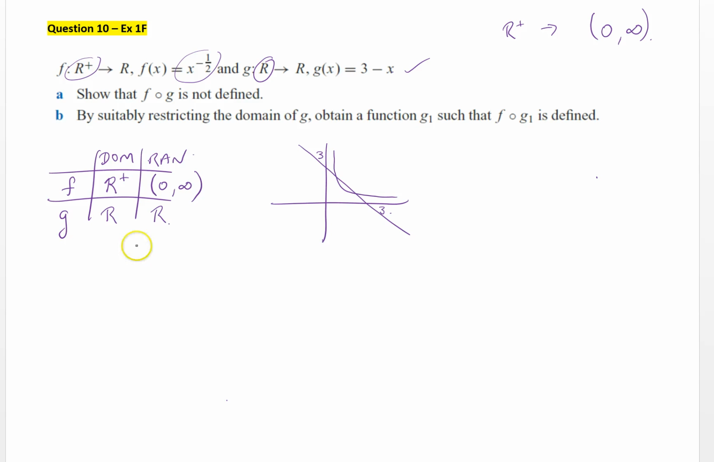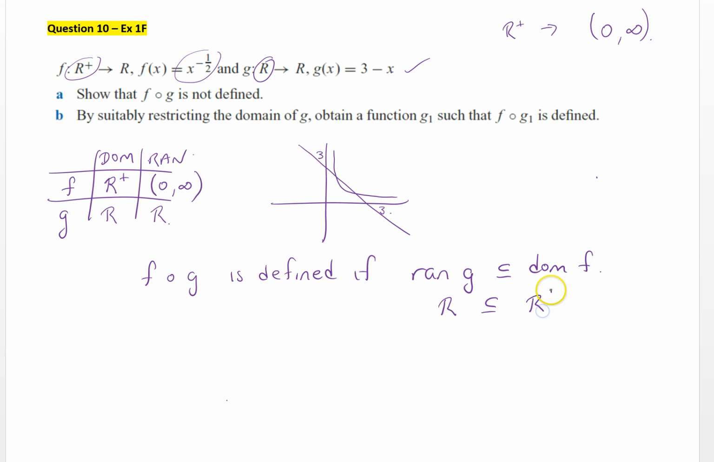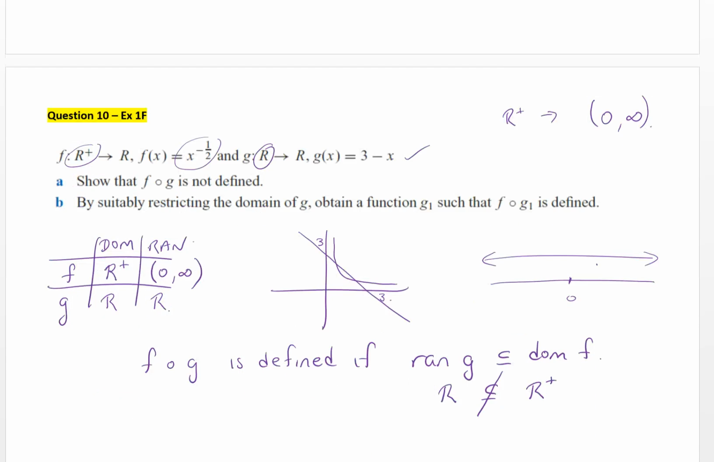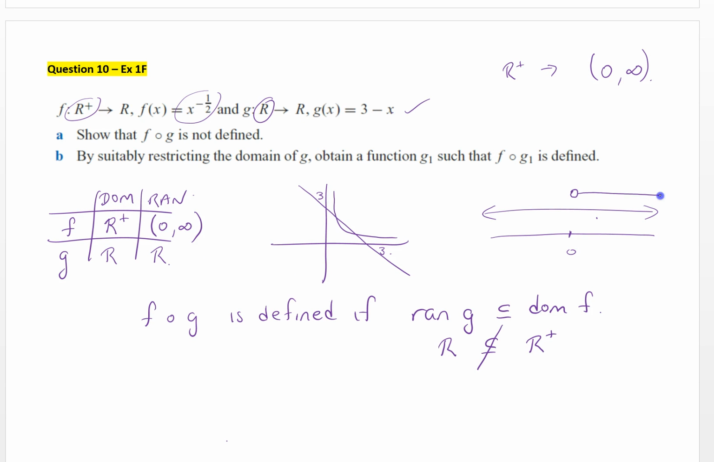So for f of g to be defined, remember, f of g is defined if the range of the second function, so g, is a subset or equal to the domain of the first function, f. So from your table, you can now see that the range of g is any real number. And we're saying, is that a subset or equal to the domain of f, which is any positive real number? At the moment, obviously, we can say that that's not true, because any real number does this and positive real numbers does this. This one is not a subset of this one. So therefore, f of g is not defined.